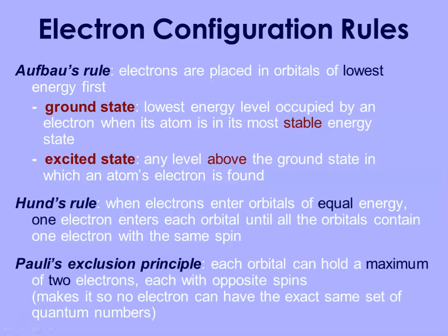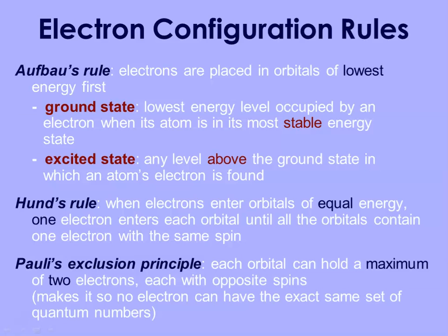The first is Aufbau's rule, that when electrons are moving into orbitals, they're always going to go from orbitals of less energy to ones of greater energy. So they always fill up the orbitals that require the least amount of energy before they're able to move on. And so when all the electrons for a given element have been placed in those lowest possible energy levels, that would be its ground state, and that would be its most stable energy state.